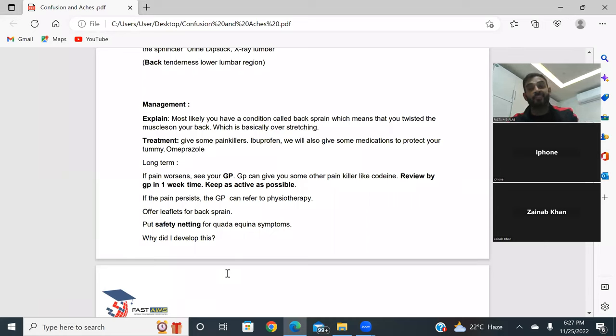Never say rest. This is the very wrong answer to these kinds of patients. Okay, you need to take the rest? No, rest makes this scenario worse. So always say that you need to keep yourself as mobilized as possible with the painkiller, at your ease. Don't do strenuous exercise. However, keep yourself mobilized.